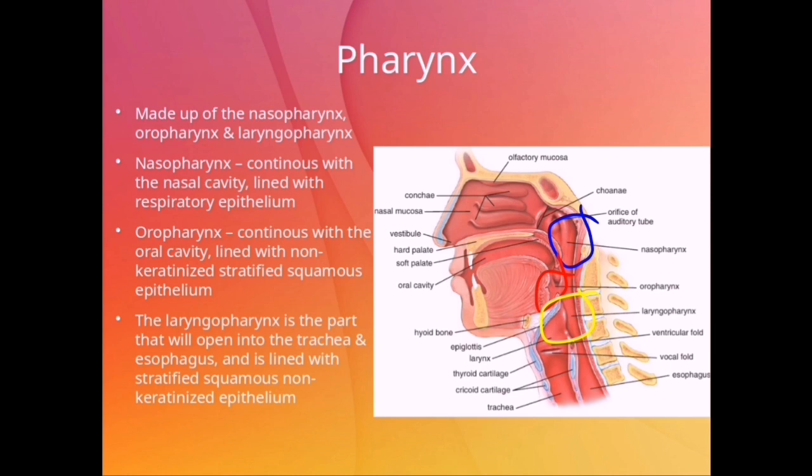The oropharynx, since it is continuous with the oral cavity, it is lined with a stratified squamous non-keratinized epithelium. Then the laryngopharynx, since it is a conduit of both food and air from the nasopharynx and the oropharynx to the trachea and esophagus, it is lined by a protective stratified squamous non-keratinizing epithelium, so as to withstand the abrasive nature of the food as it passes down.